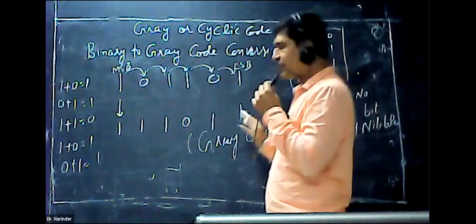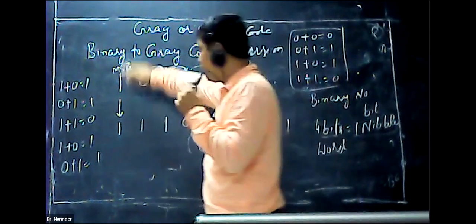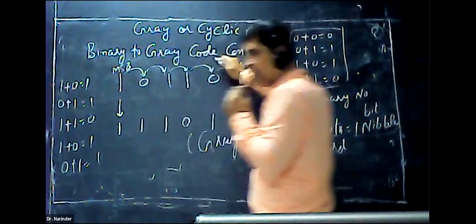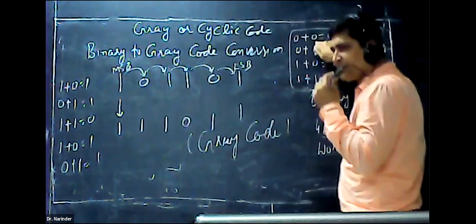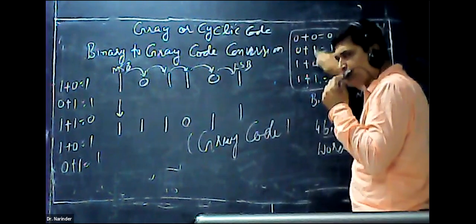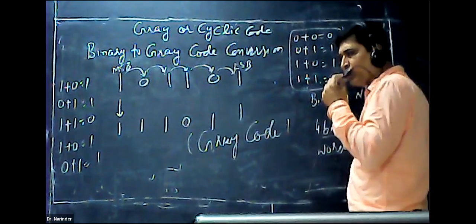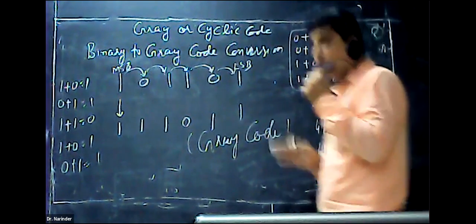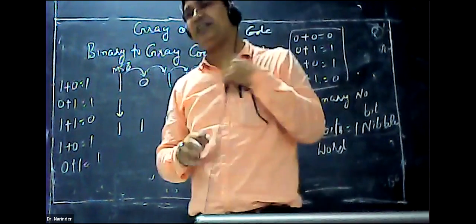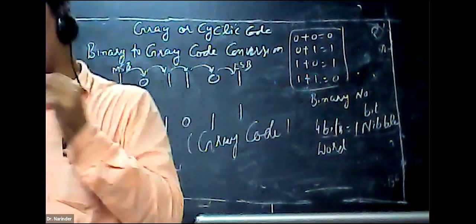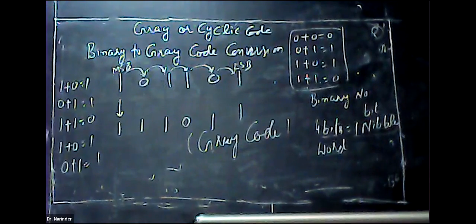So that is why it is said to be cyclic code; we have to add like this. Remember, 0 plus 0 is 0, 0 plus 1 is 1, 1 plus 0 is 1, 1 plus 1 is 0. In normal addition, we take 1 plus 1 as 0 with carry 1. Here there would be no carry. In this way, we can convert binary code to its equivalent gray code.